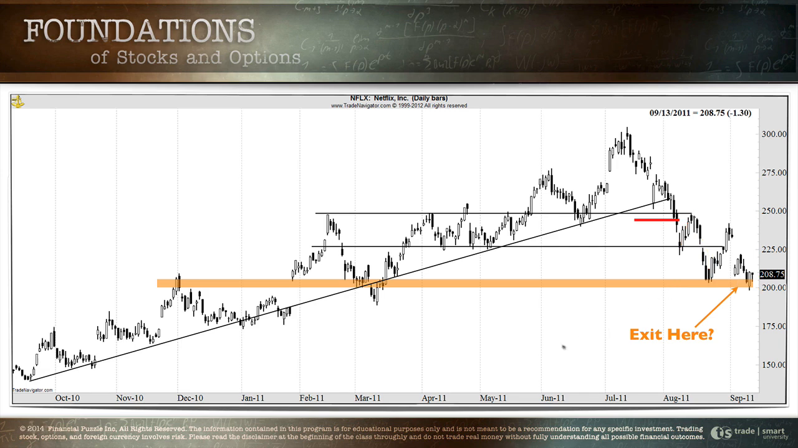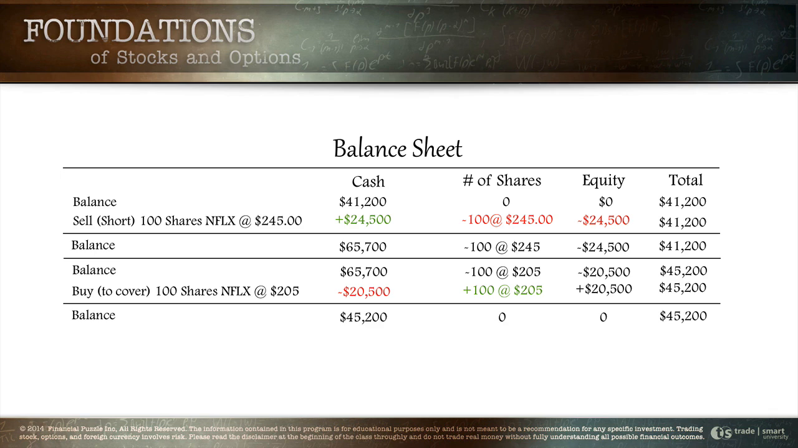Now, this is going to be very interesting to you if you've never sold stock short. Watch this. So let's say that our account cash starting off was $41,200, okay? Well, when we go and we short 100 shares of Netflix, look at what happens. Our cash value goes up. Look over here on the right side, though. Our account value went from $41,200 to $41,200. It did not change. But the cash value did change, and in the number of shares, notice what happens. We now have a negative 100 shares at 245, and we have negative equity.